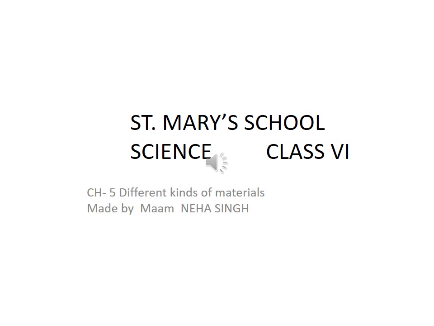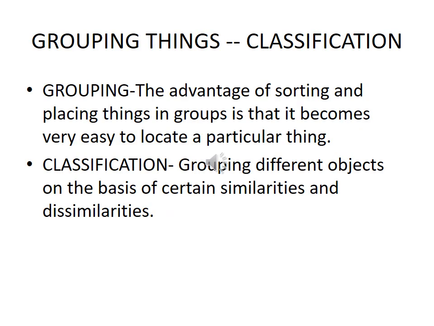Hello students. Today we will discuss chapter number 5, different kinds of material. Grouping things and classification. When you look around, you see a large number of things like chair, table, fan, bottle, pencil box, toys, mobile, clothes, computer and so on. All these things are objects.